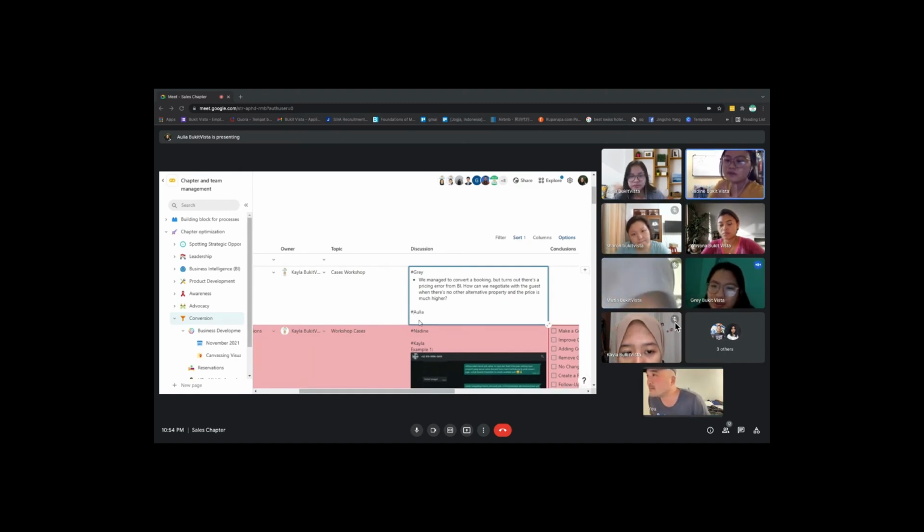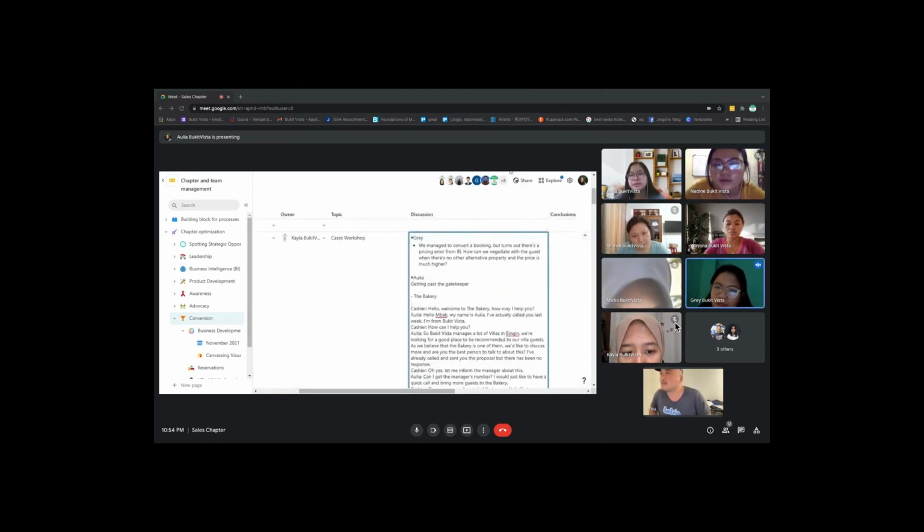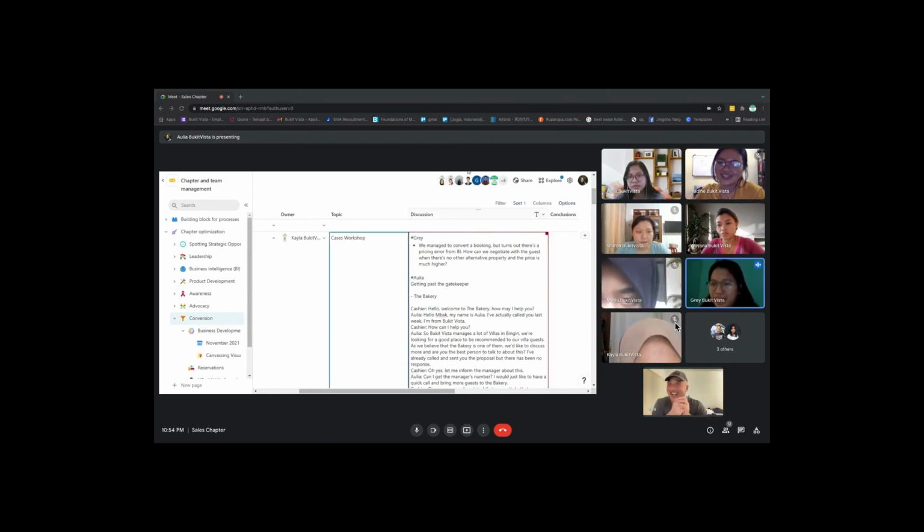For this one, we managed to convert a booking, but it turns out there's a pricing error from BI. How can we negotiate with the guest when there's no other alternative property and the price is much higher? It's really basic actually, but it needs to be mastered. Thank you for the transparency here. Is the actual price higher than what we sold to the guest? Yep, it's like a 2-3 million difference. So now they need to pay more than they expected. Yep, they have only made a down payment of 1 million, so it's still not a deal. I see. That's an interesting case.